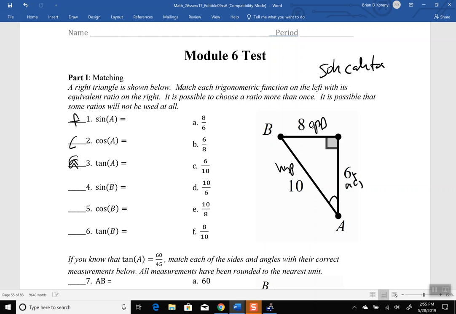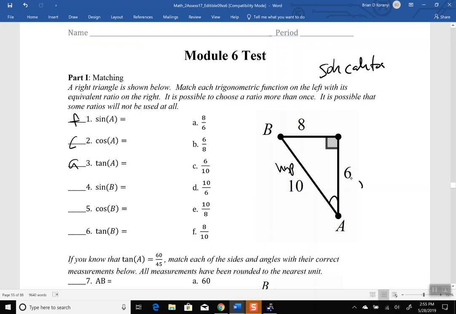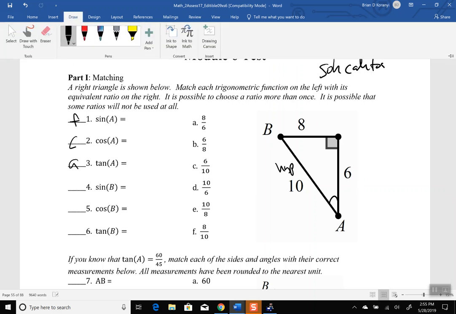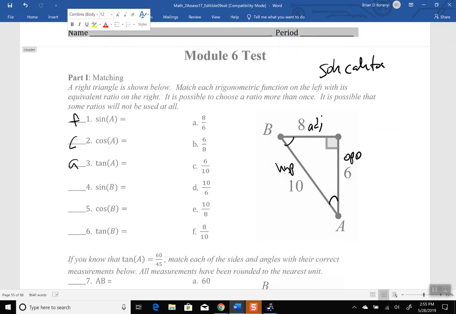Now we switch to angle B. So even for angle B, that's still the hypotenuse, but now this is the adjacent side, and this is the opposite of angle B. So sine of B, opposite over hypotenuse.